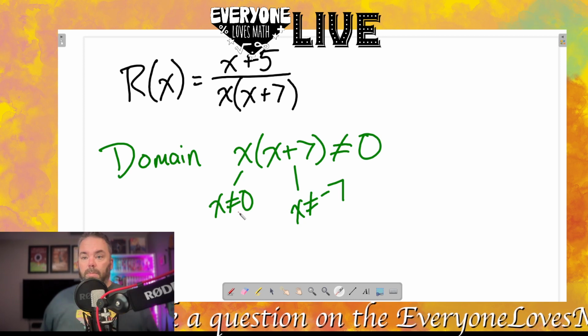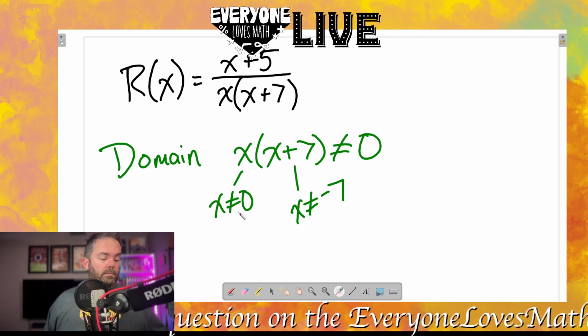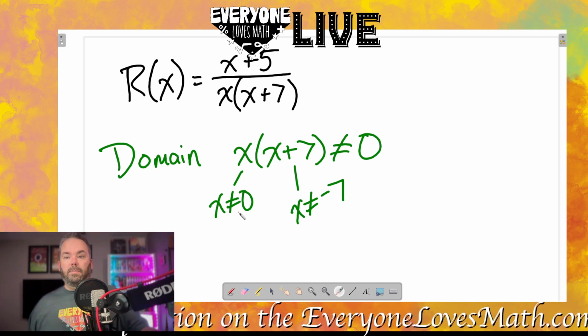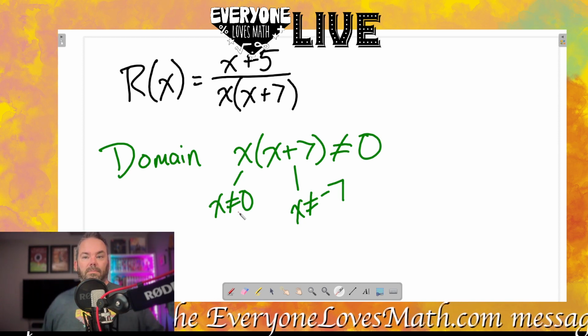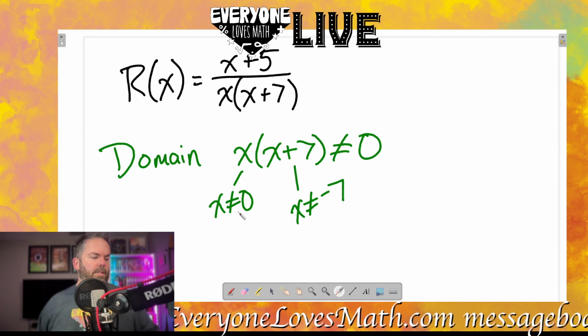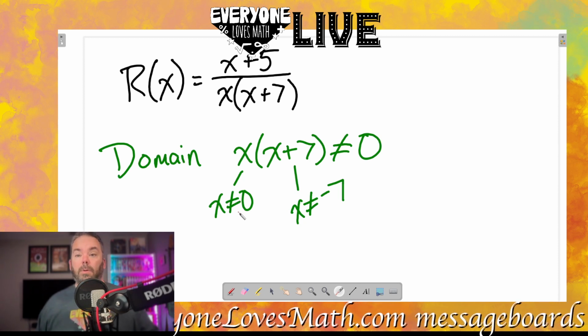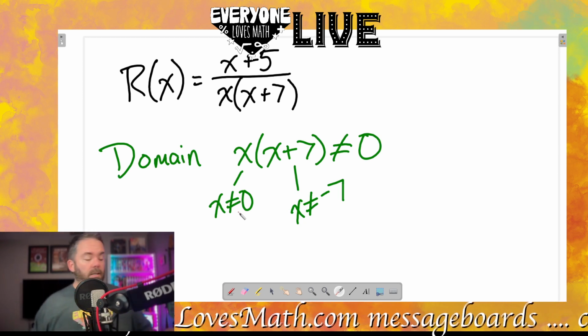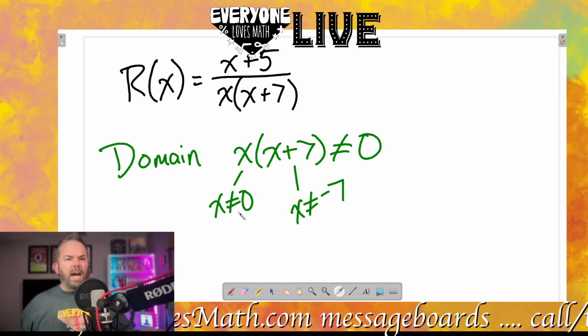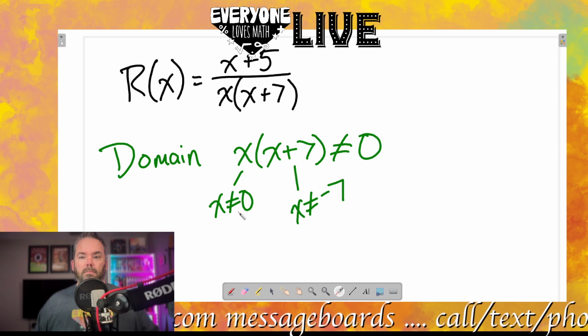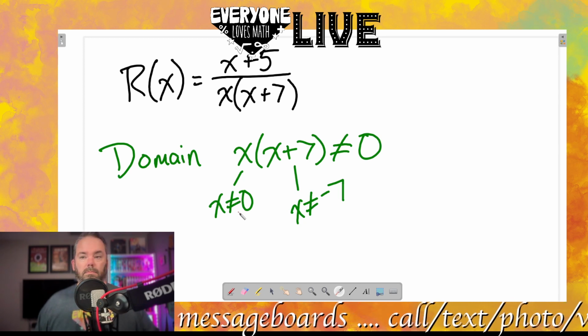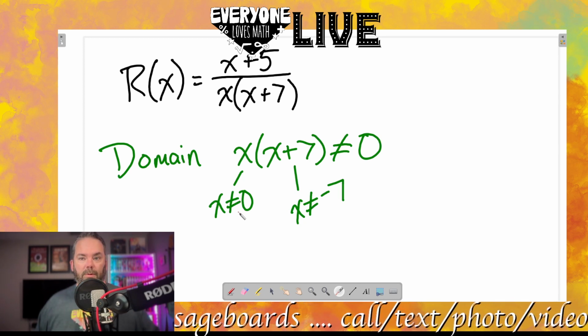So I think you should be good on the domain there. I'm gonna guess that they got some more questions. R of x in lowest terms. So this is in lowest terms. Yes, it is in lowest terms. There's no way to factor this anymore. Hopefully that was an answer.